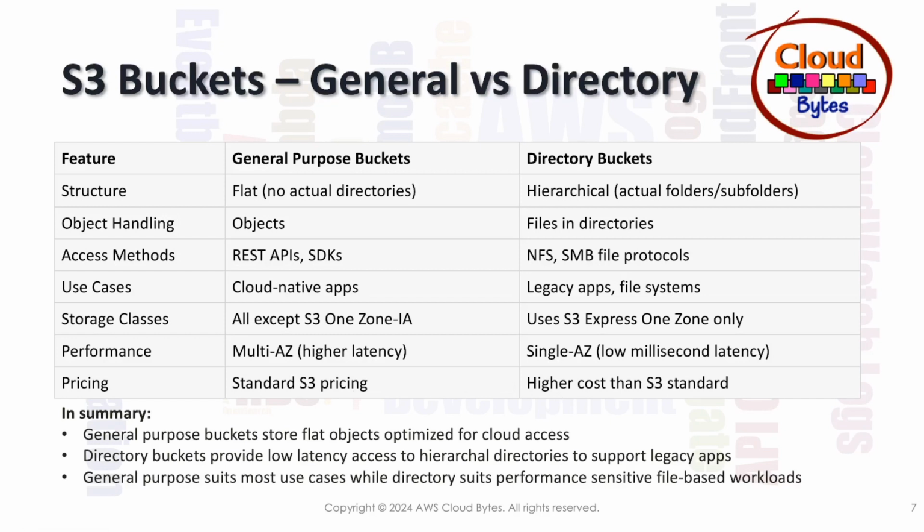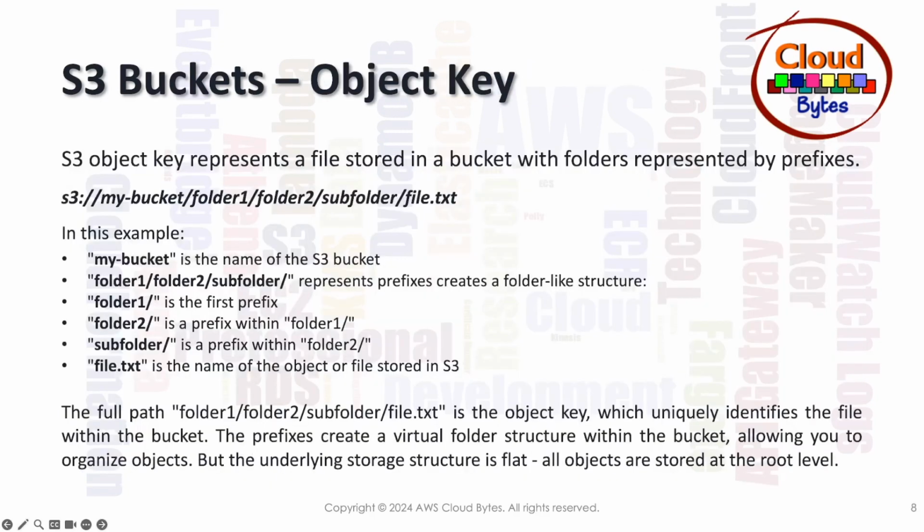In summary, the general purpose bucket stores flat objects optimized for cloud access. The directory buckets provide low latency access to hierarchical directories to support legacy apps. General purpose suits most use cases, while directory suits performance sensitive file-based workloads. Let's look at the bucket structure. What is an object key?